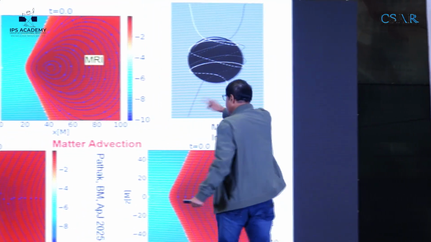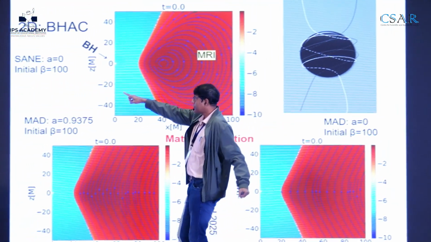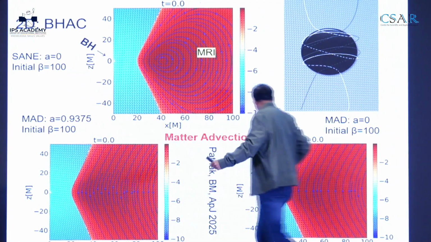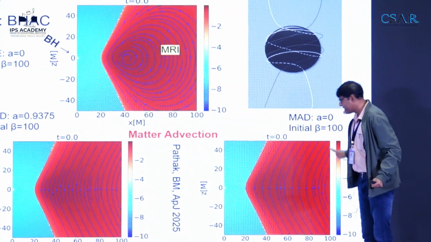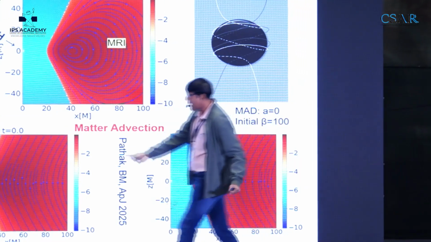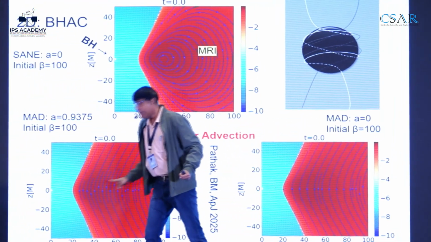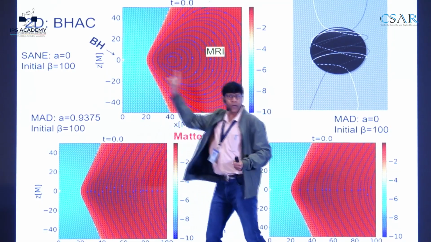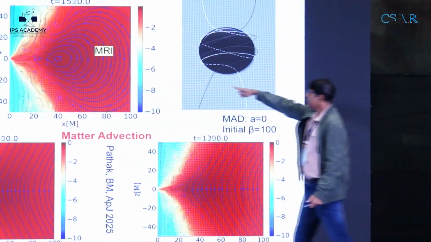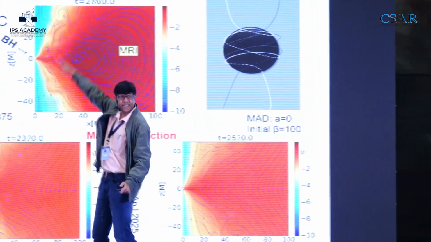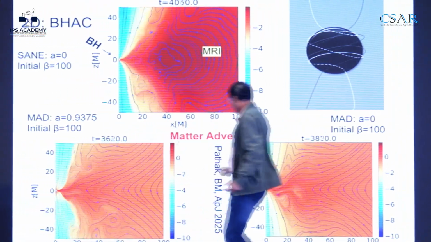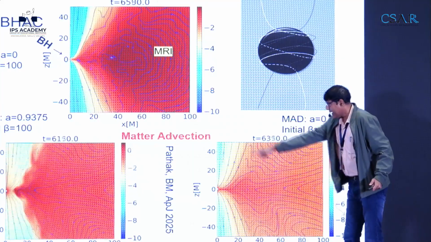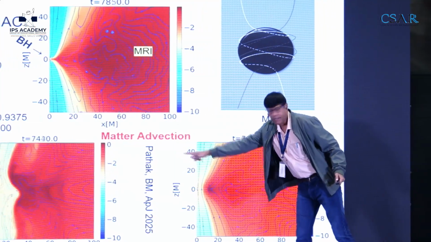And three scenarios. Here, slow accumulation of matter, SANE, with 0 spin. Here, high accumulation of matter with still 0 spin. But here, high accumulation of matter, MAD, but high spin. This is a comparison of how spin and magnetic field together play the role. See, here, it is always almost wedge shape. These two, high spin and low spin, have much stronger eruption compared to this.